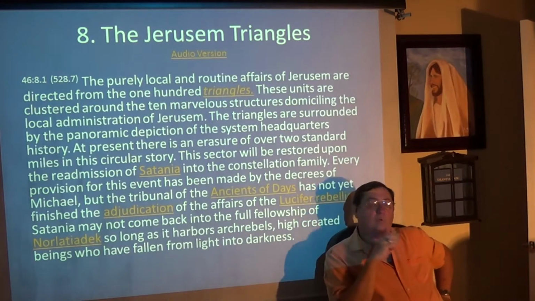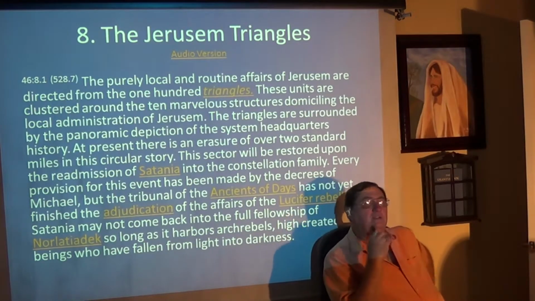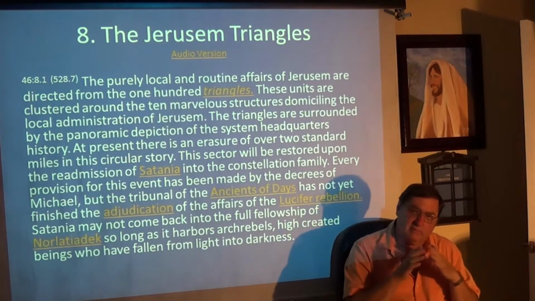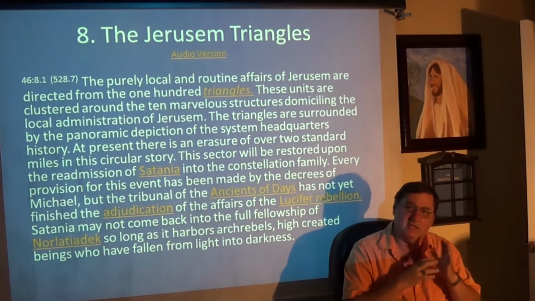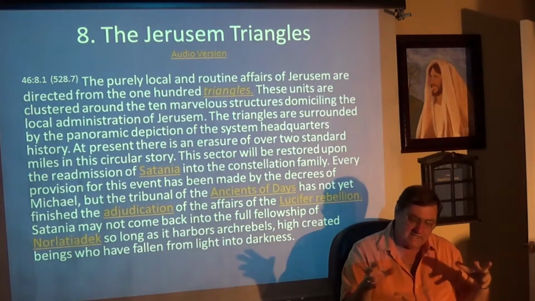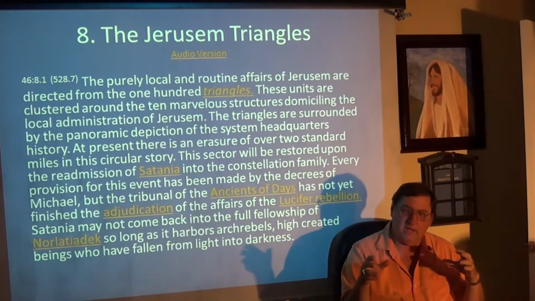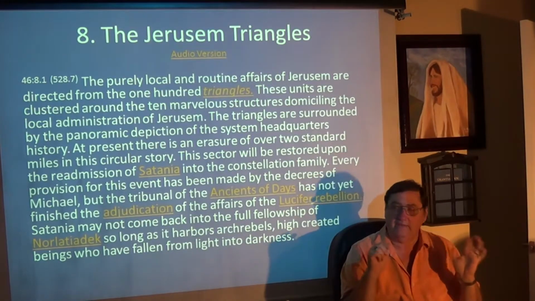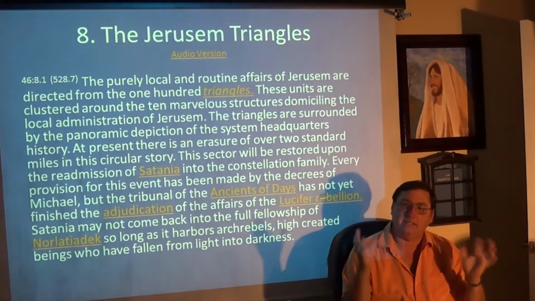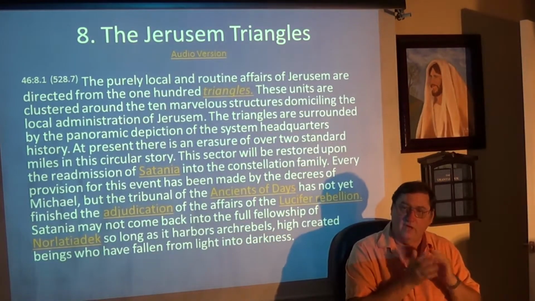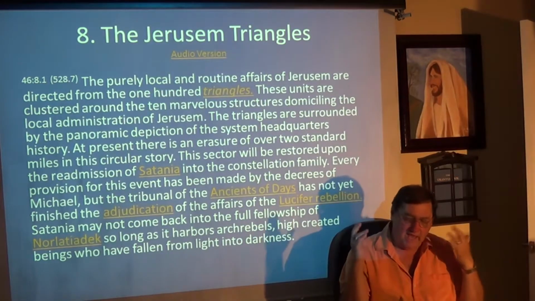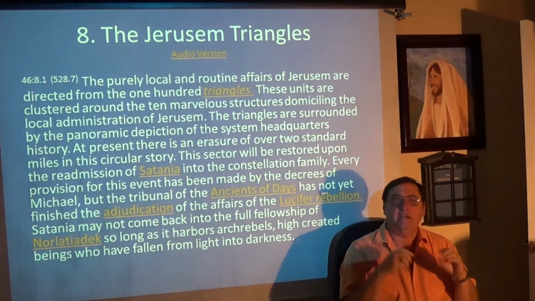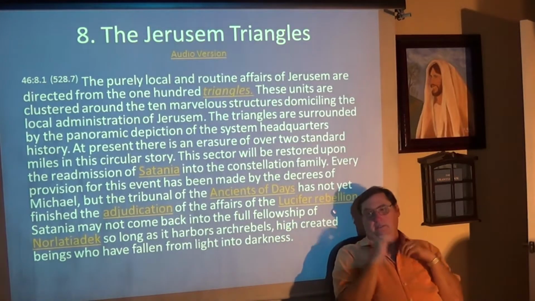So basically they have erased over 200 miles of the circular story. Why would they do this? Because when you're adjudicated by the Ancients of Days, you cease to exist. It becomes as if you never were, right? So that 200-mile sector of history in this location, in the triangles, has to be erased because of Lucifer and all those that rebelled, right? It has to be wiped from the planet, wiped from the minds of all the beings involved with it, so that it comes as if it had never been.